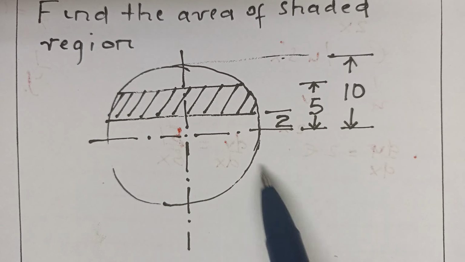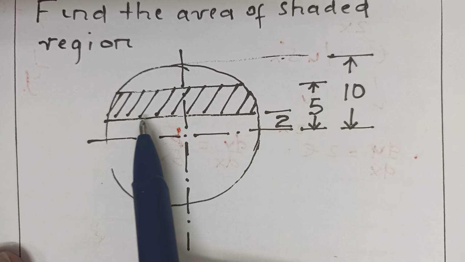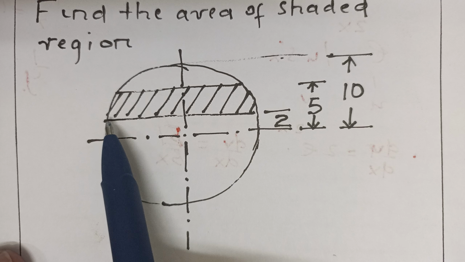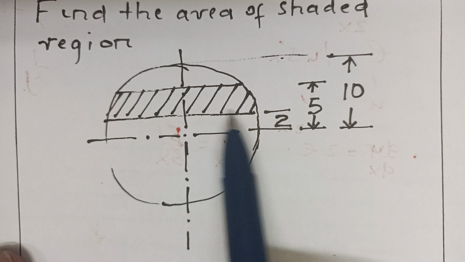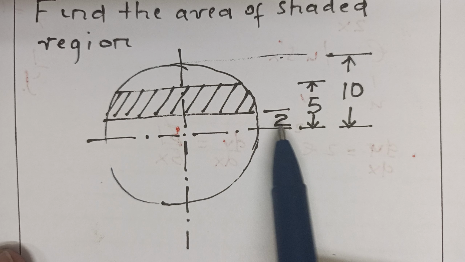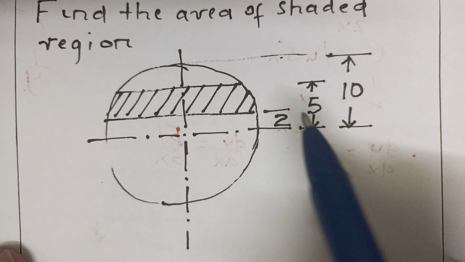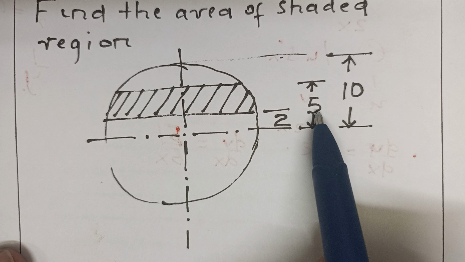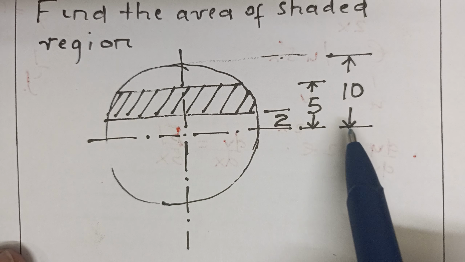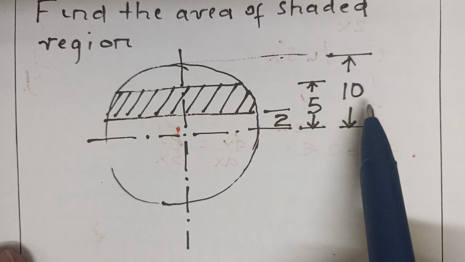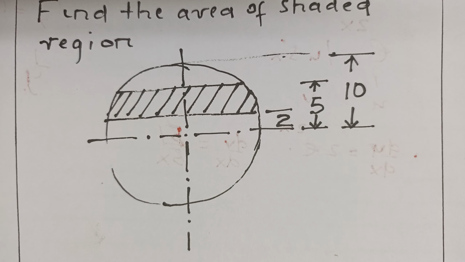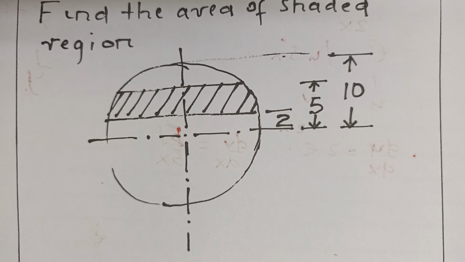I read the question: find the area of the shaded region. Guys, we have a circle here and a shaded region bounded by the circle itself, a chord which is 2 units away from the center, and another chord which is 5 units away from the center. This circle has a radius of 10 units. So now we begin to do the question.